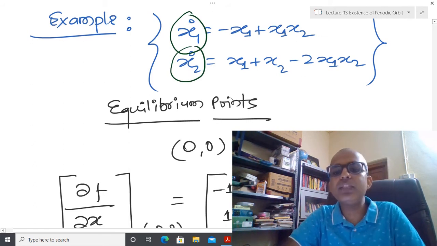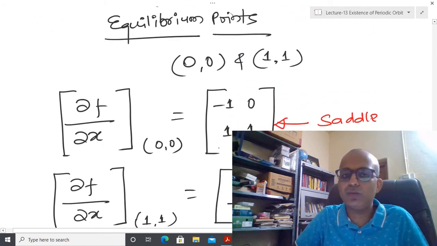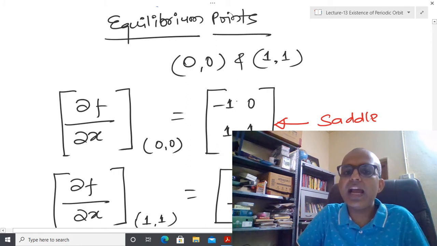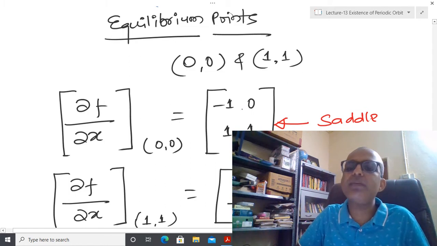Now you have to see the behavior about the equilibrium point, so you can just do the linearization about the equilibrium point. If I have this kind of matrix and you see the eigenvalues of this matrix, it is possible to show that both eigenvalues are real, one positive and one negative, and due to that reason I have written saddle. So please check it, okay.